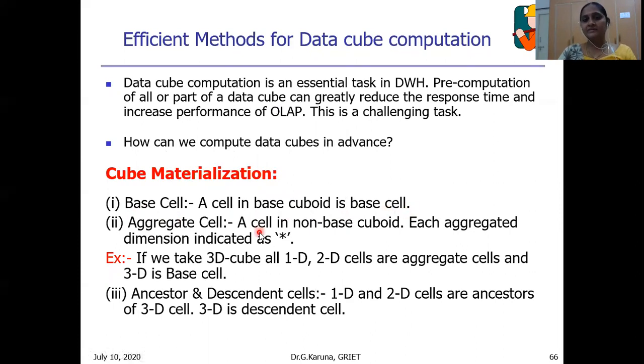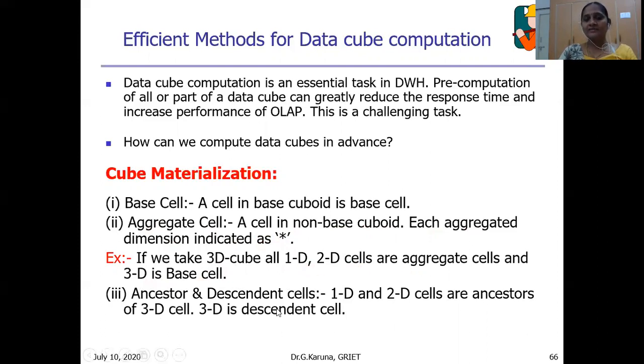And aggregate cell: a cell in a non-base cuboid. Except the base, all remaining are non-base cuboids. Each aggregated dimension is indicated as a star, and those are called aggregated cells. For example, if we take a three-dimensional data cube, we have 1D and 2D cells and 3D cells in the lattice of cuboids. 3D is nothing but the base cells here. Remaining all are aggregated cells.